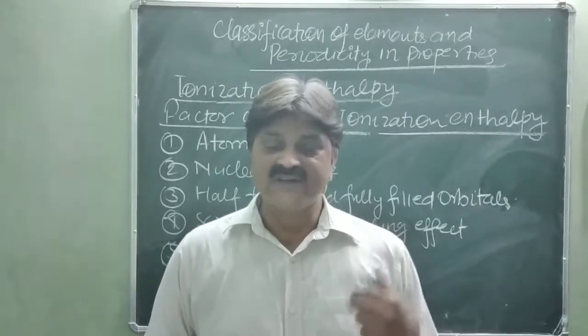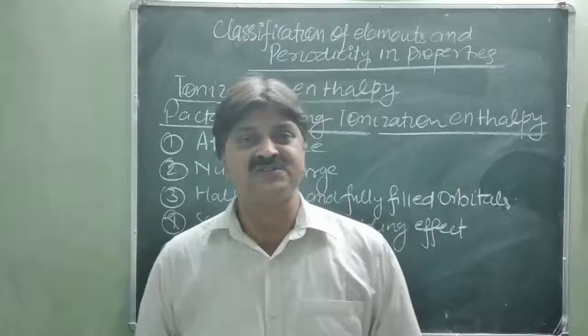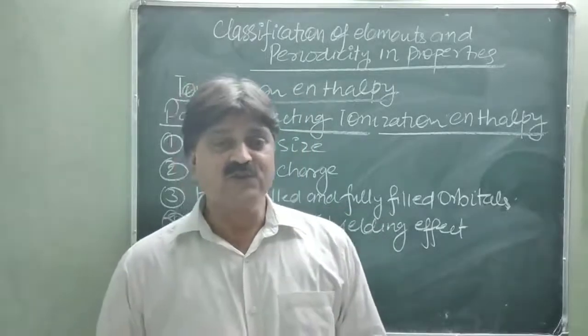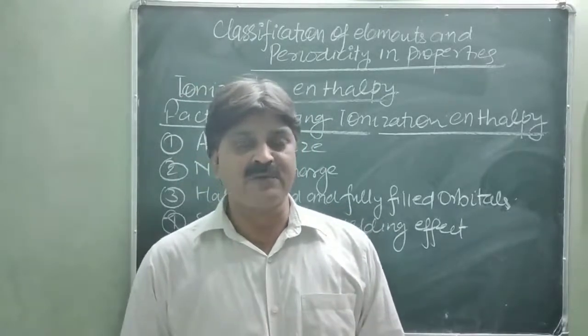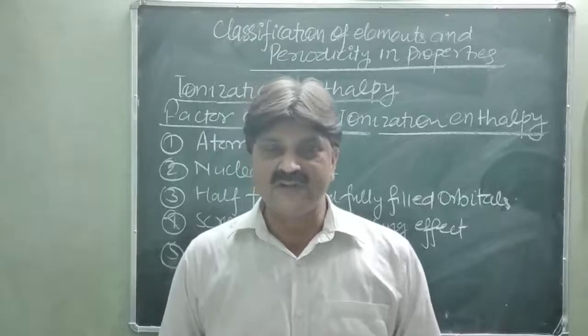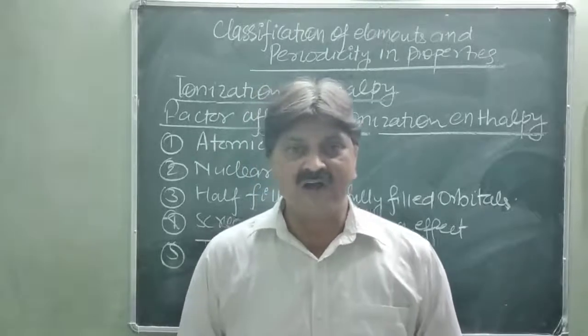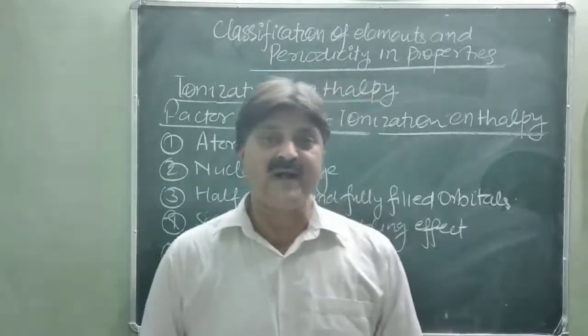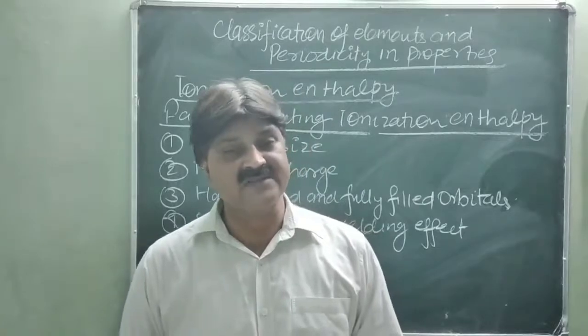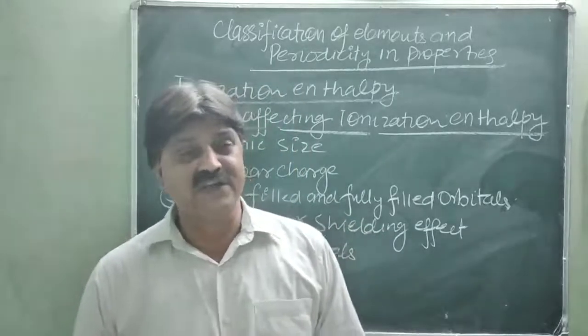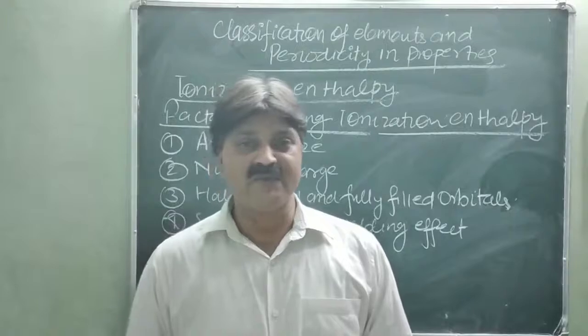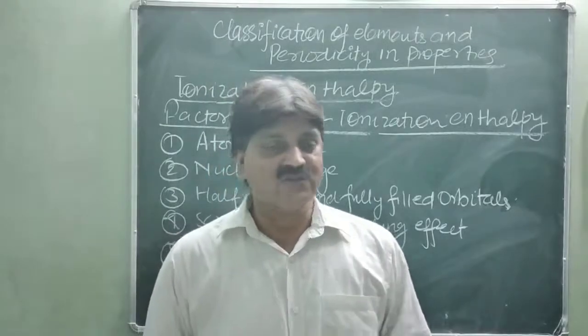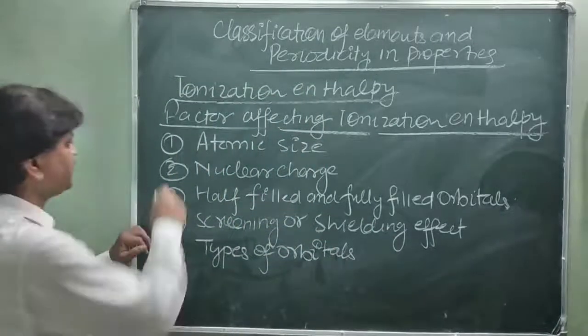Now, we will discuss the factors affecting the ionisation enthalpy. Actually, ionisation enthalpy is affected by atomic size. Second, nuclear charge. Third, half filled and fully filled orbitals. Fourth, the screening or shielding effect. And fifth, types of orbital. So first of all, we'll discuss the size of the atom.